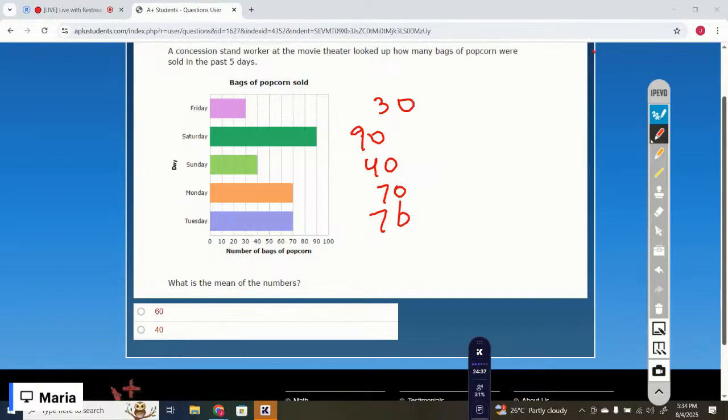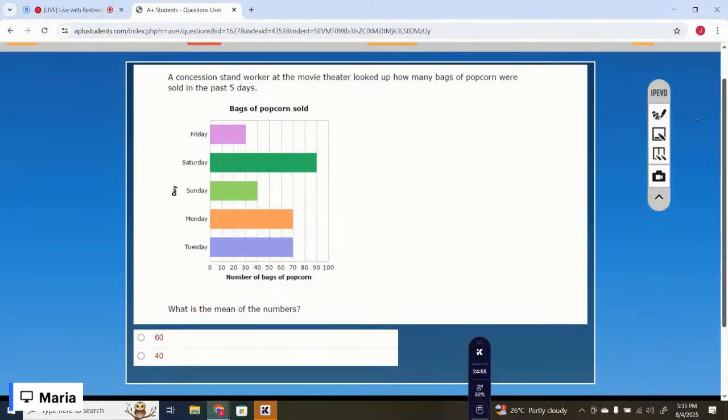So we need to calculate the mean, right? Let's just add them all. 30 plus 90 plus 40 plus 70 plus 70. 1, 2, 3, 4, 5, and divide them by 5. So 60 it is. Option number 1 is the correct option, that is 60.